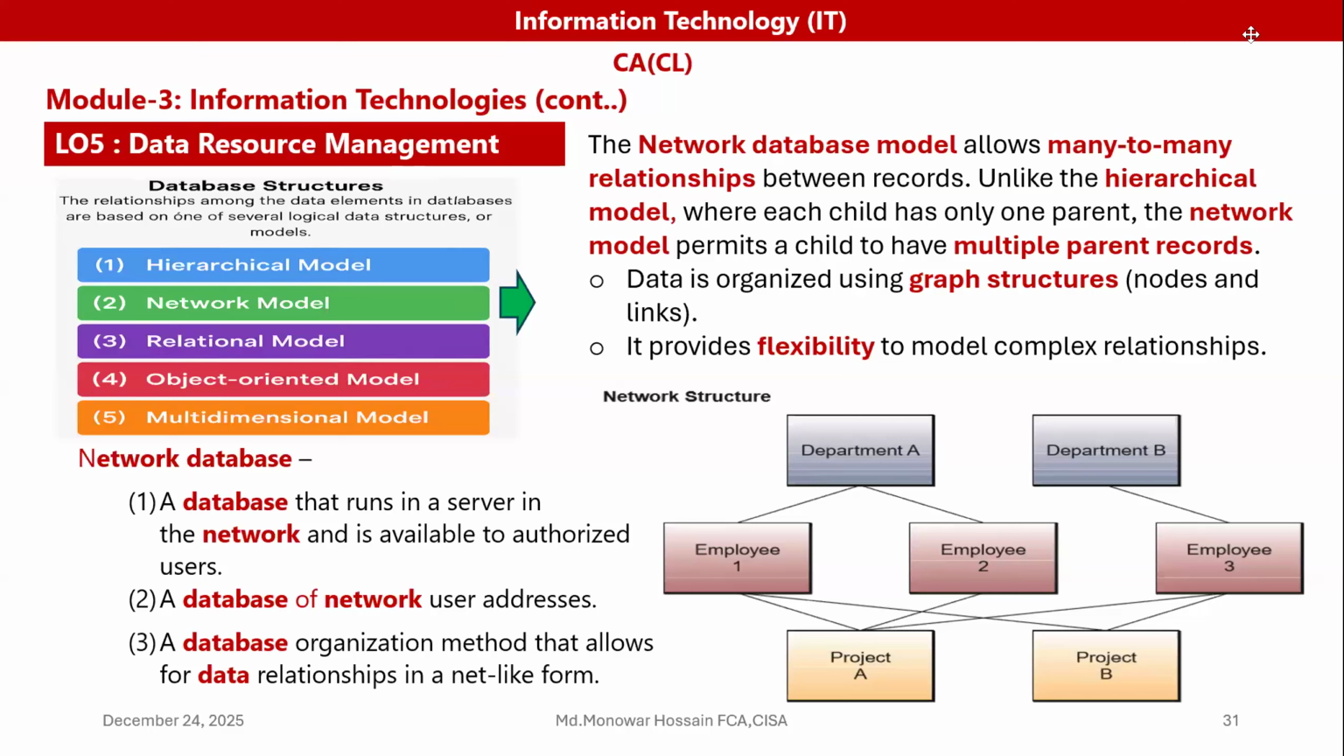For example, if we see here, department A within an organization, department B within that same organization. So within department A, 2 employees are working, employee 1, employee 2, and another employee working in department B. But that organization takes project A and B. So in project A, employee 1, employee 2, as well as employee 3 are working. And in the same way, project B has only employee 3 and employee 1 working. So this is the network model.